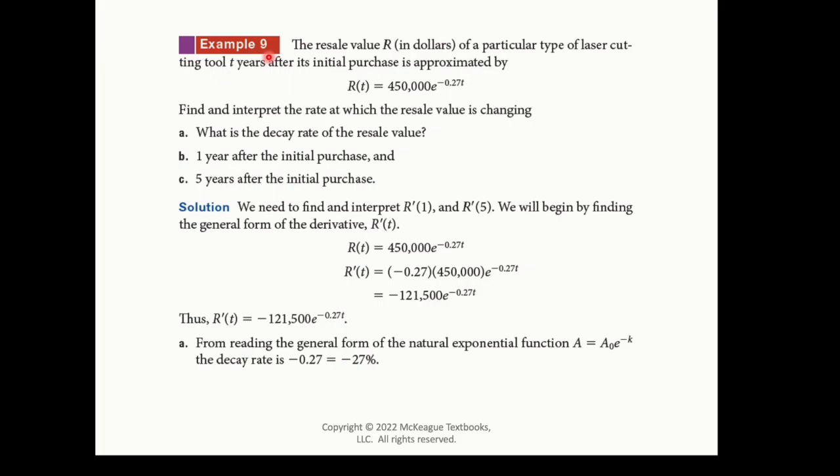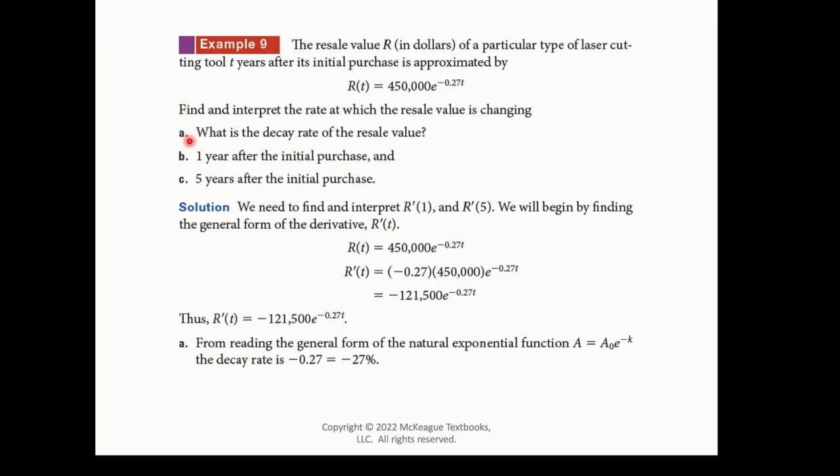In example 9, it states the resale value, in dollars, of a particular type of laser cutting tool t years after the initial purchase is approximated by R of t is equal to 450,000 times e to the negative 0.27t. So we would plug in t, which is the years after purchase, and we would get out the resale value. Find and interpret the rate at which the resale value is changing.